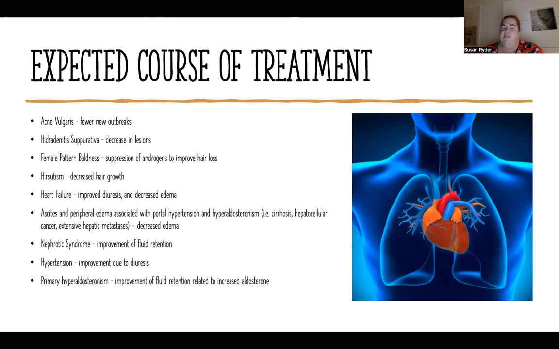For hidradenitis suppurativa, it's a decrease in lesions. For female pattern baldness, it's suppression of the androgens, improved hair loss. Hirsutism, it decreases hair growth. Heart failure, it produces improved diuresis and thus decreased edema. The ascites and peripheral edema associated with portal hypertension and hyperaldosteronism produces decreased edema. Nephrotic syndrome, there's an improvement of fluid retention because of the diuresis. Hypertension, there's improvement due to diuresis. And then primary hyperaldosteronism, improvement of fluid retention related to increased aldosterone.